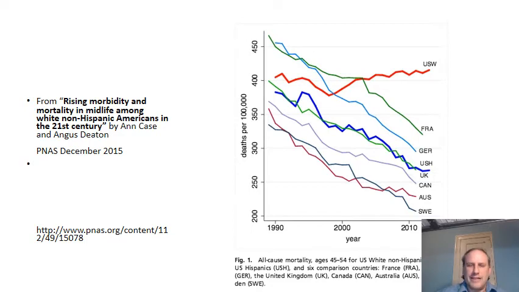the mortality rate, the number of people dying per 100,000 people, has been steadily declining at a reasonably rapid rate between 1990 and into the present day. This red line is from the US, and that's white non-Hispanic workers. And they're an anomaly basically in the developed world where mortality rates have been increasing amongst this population. This is age 45 to 54, sort of midlife Americans. And one way of understanding this is when we talk about the opioid crisis that's happening in the country.